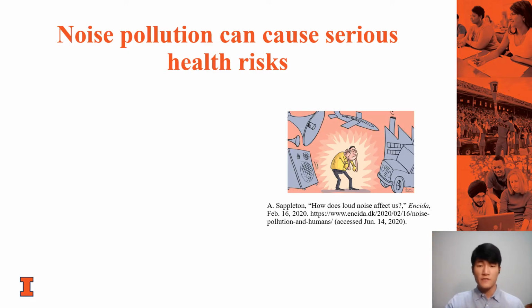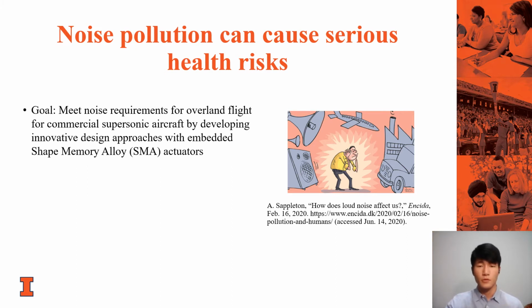Noise pollution can cause various health problems ranging from poor concentration to cardiovascular disease. Especially, supersonic aircraft can cause huge noise pollution during their overland flight due to their sonic boom. The goal of Adaptive Aerostructures for Revolutionary Civil Supersonic Transportation, the NASA ULI project that I'm a part of, is to meet the noise requirements for overland flight for commercial supersonic aircraft by developing innovative design approaches with embedded shape memory alloy (SMA) actuators. The structural adjustment of the aircraft using SMA actuators enables the noise reduction.